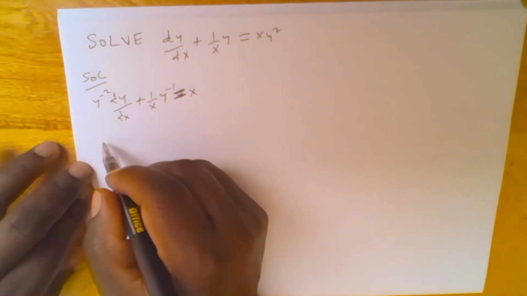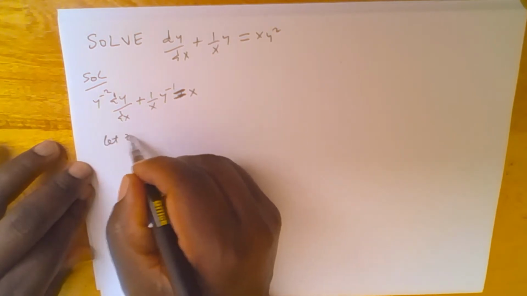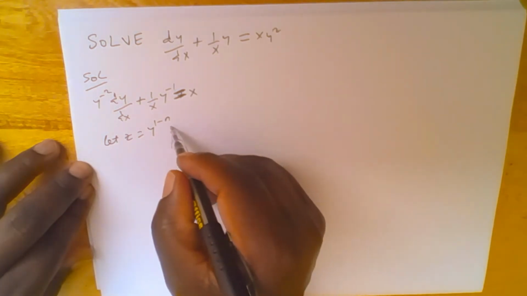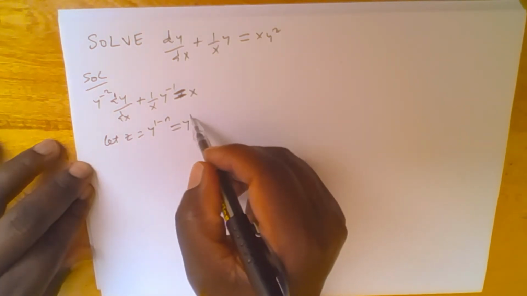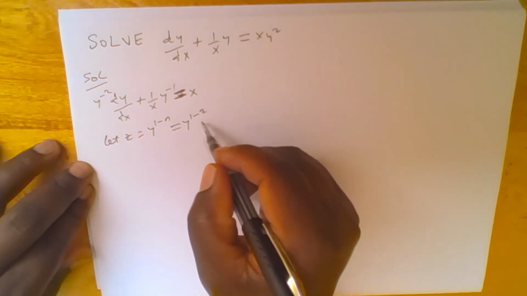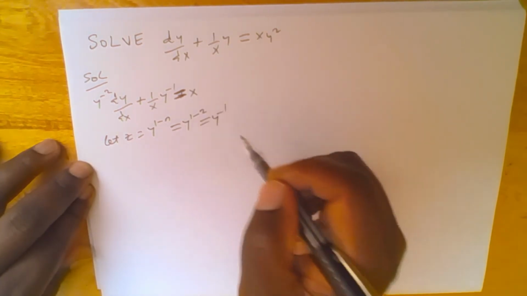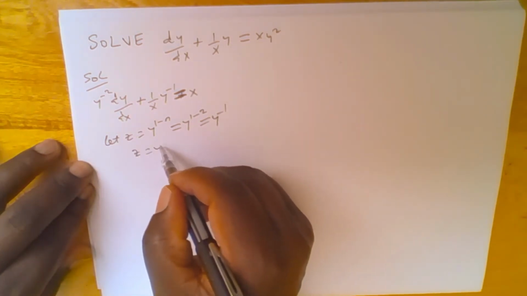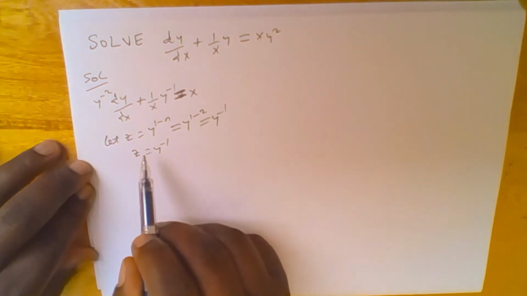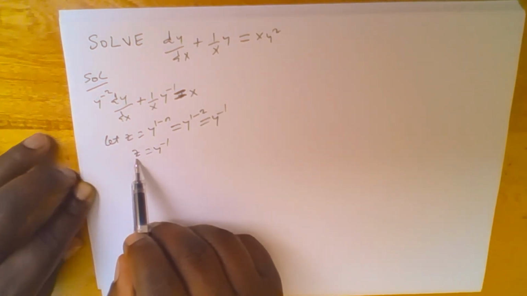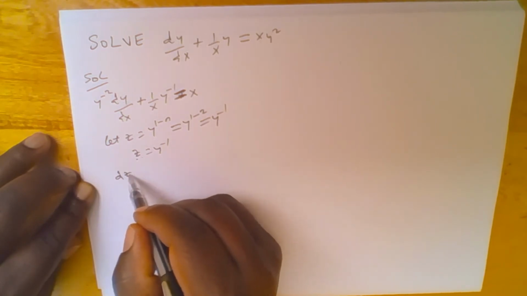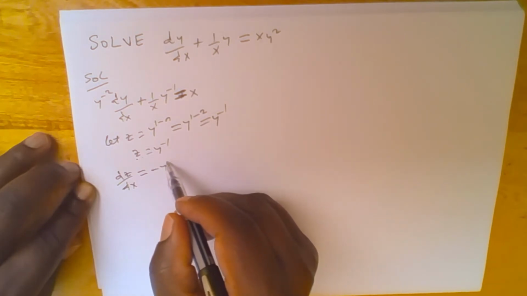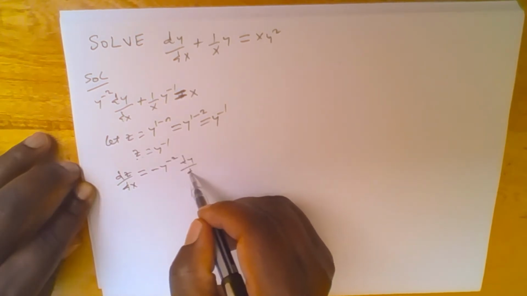The second step, we let z equal y raised to 1 minus n, which equals y raised to 1 minus, in our case n is 2, which equals y raised to negative 1. So we are saying that z equals y raised to negative 1. So we differentiate z with respect to x at this point, so we get dz dx, which will be equal to minus y raised to negative 2 dy dx.